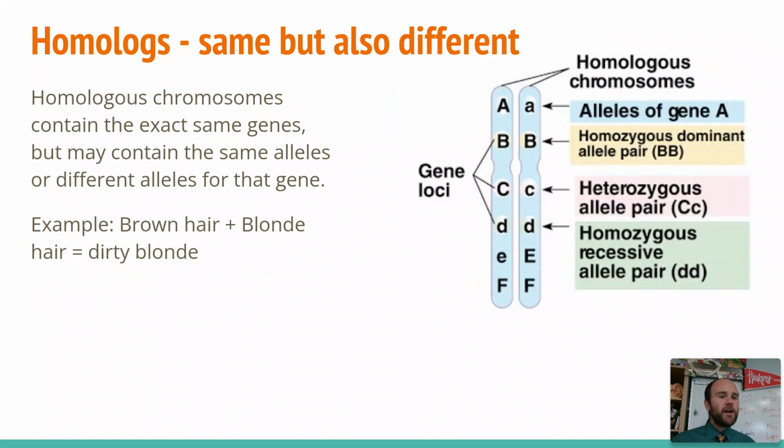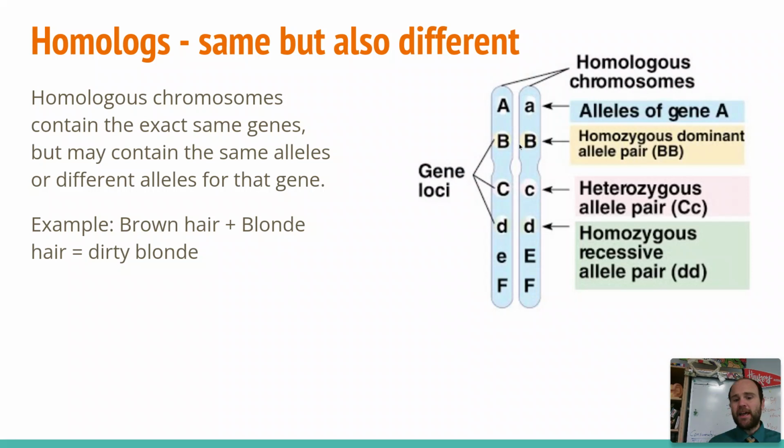So homologs are basically the same. They have all the same exact genes, but they're a little bit different because they may not contain the same alleles. So for example, here in our diagram, we have gene A. Dad donated a dominant form. Mom donated a recessive form. So you can see that the allele of the gene is slightly different.